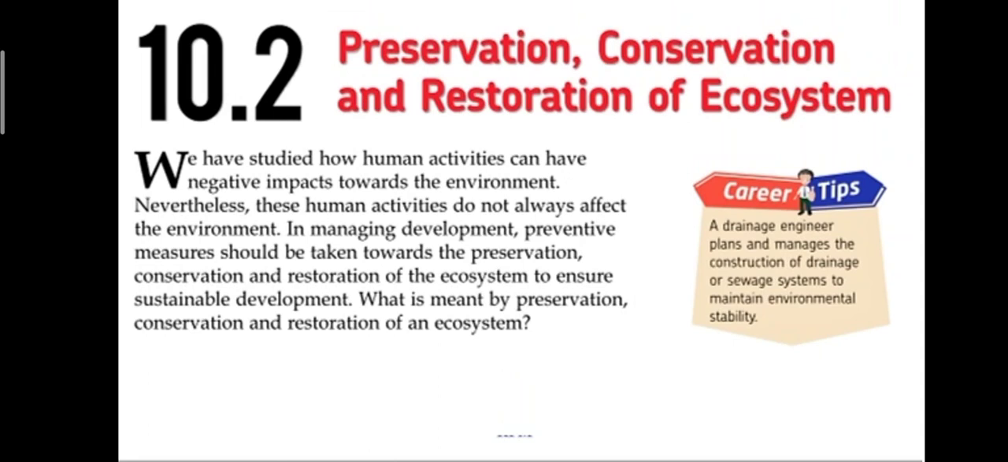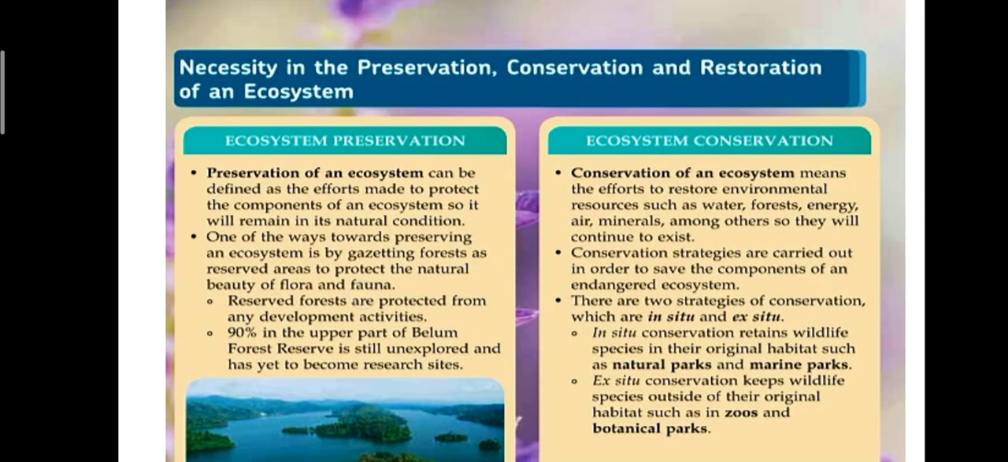Tidak semua aktiviti manusia itu adalah memberi negative impact kepada kita punya environment. Okay, ada juga aktiviti manusia yang akan menyelamatkan ekosistem kita. So contohnya inilah preservation, conservation and restoration. So what is the meaning of these three terms? Okay, so the first one, preservation.